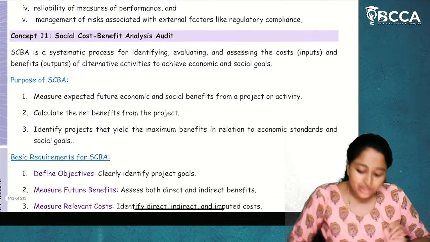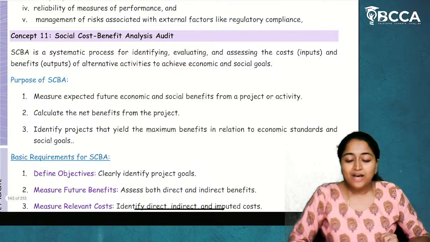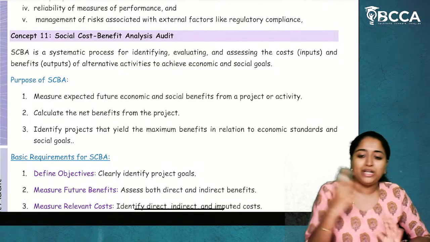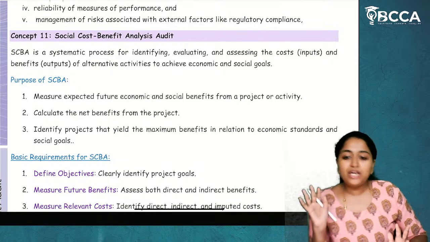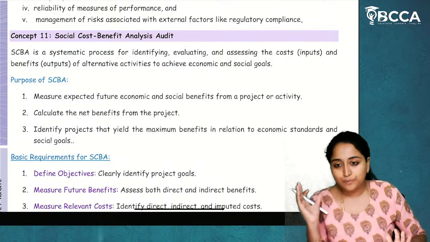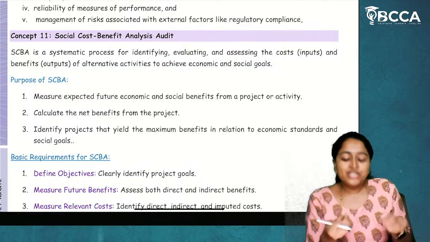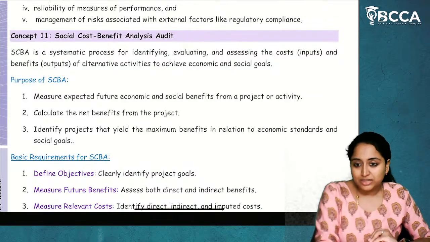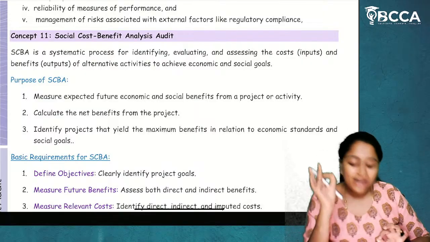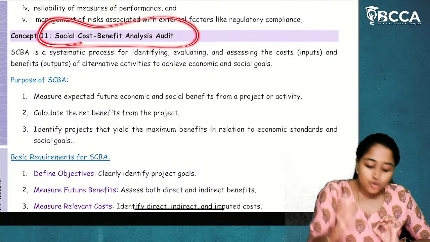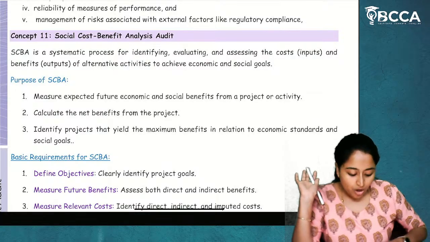Now, next is social cost benefit analysis audit. What is the social cost benefit analysis audit? It means whatever cost you are putting in, how the society is getting benefit from that cost. If the organization is trying to start a project, how the society is getting benefit from that particular project, regarding that, the evaluation is called social cost benefit analysis audit.